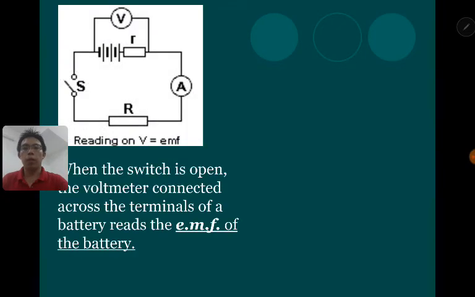By now you may be wondering how we actually know that there is internal resistance, other than the heating effect. Let's look at one case where you can notice the value of the EMF. That is when you have this circuit, with the battery and the internal resistance r. Outside you have a resistor, an ammeter in series, and a voltmeter. When the switch is open, that means it's not in contact yet. The voltmeter, connected across the terminals of the battery, reads the EMF of the battery. That will be the EMF value.